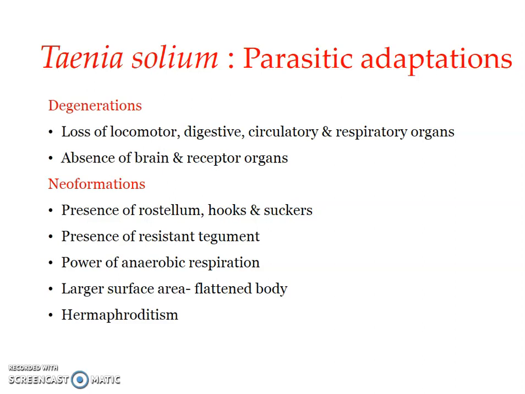Then pathogenesis: teniasis and cysticercosis are the two conditions which can result from infection by Taenia solium in human beings. So this is all about Taenia solium.